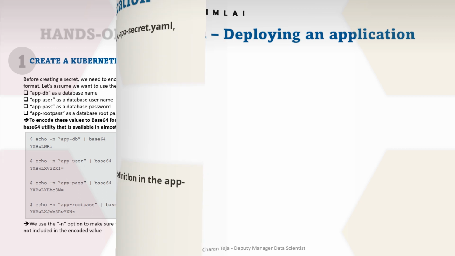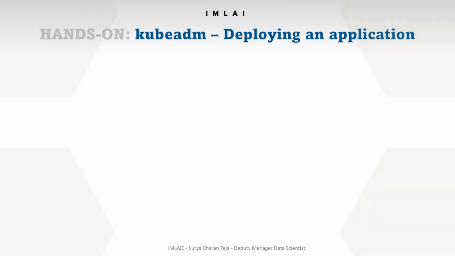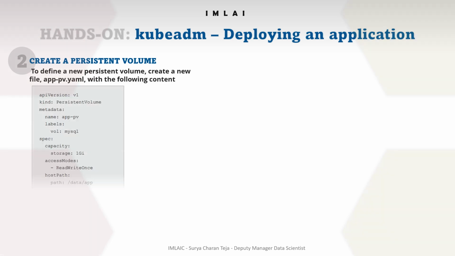Next we will move on to the second step. Here we are going to create a persistent volume. We will create a Kubernetes persistent volume to provide the underlying storage for our MySQL database. To define a new persistent volume, we have to create a file called app-pv.yaml. Basically, this is a persistent volume definition file. So in app-pv.yaml, you have to mention the kind as PersistentVolume, because we have discussed there are so many objects, out of which persistent volume is one type of object.